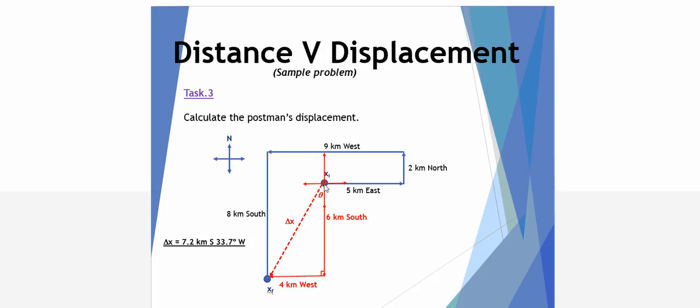It's important to recall that our angle or direction of displacement references from the start, so our initial position. You can see that this dotted line is indeed in the southern hemisphere of our grid. It's not above in the northern, it's in the southern. And from the south direction, it's heading towards the west. And that angle was 33.7 degrees to the west. So again, our final displacement value for this postman's journey is 7.2 kilometers south, 33.7 degrees to the west.